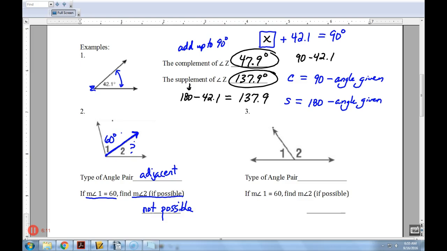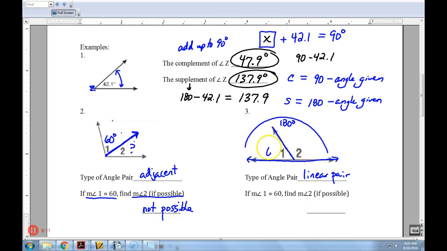Type of special angle pair. Well, these two are adjacent because they share a side. However, the most important part to notice is they form a straight line. So right away, I know that the whole thing is 180 degrees. So these two angles are actually supplementary. They're going to add up to 180. So these are a linear pair because they form a straight line.